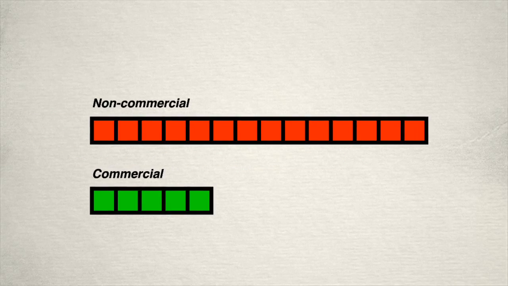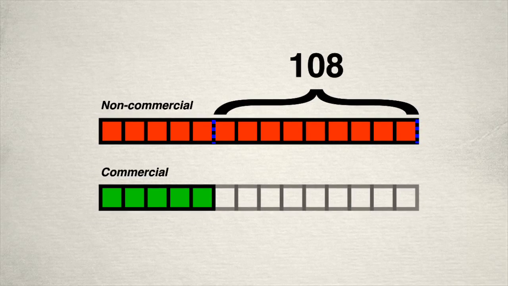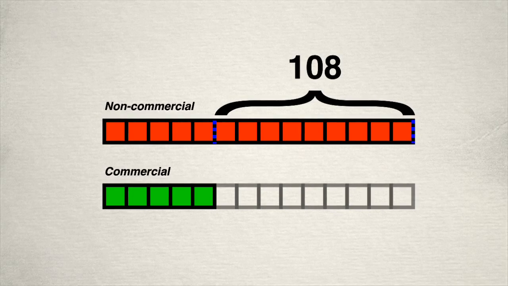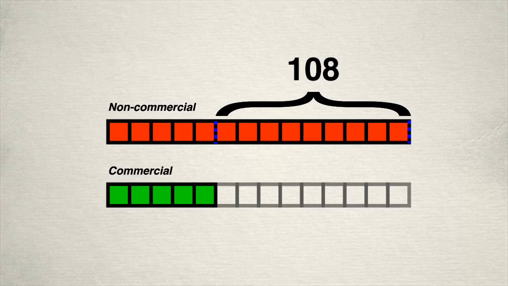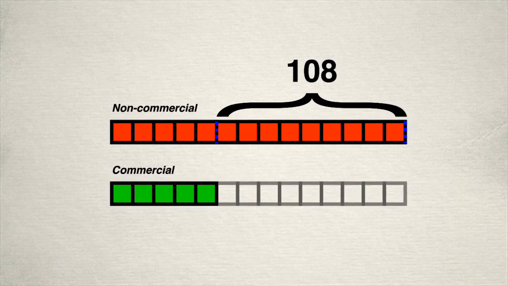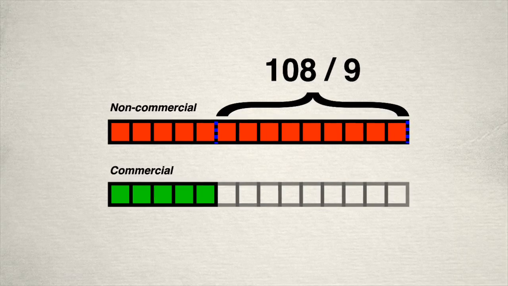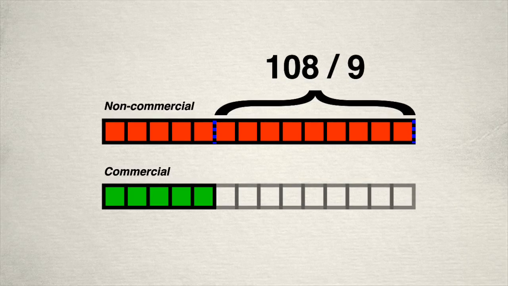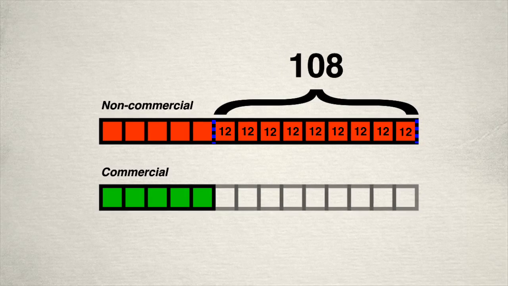Here's our non-commercial with 14 units and our commercial vehicles with 5. The question is, if there are 108 more non-commercial vehicles, well, we could stop it right there. Let's label the units that are more than commercial 108, because non-commercial has 108 more than. And if we count those more than units, we see that there are 1, 2, 3, 4, 5, 6, 7, 8, 9 of them. And so that 108 total can be dumped into those 9 units, giving us 12 in each.